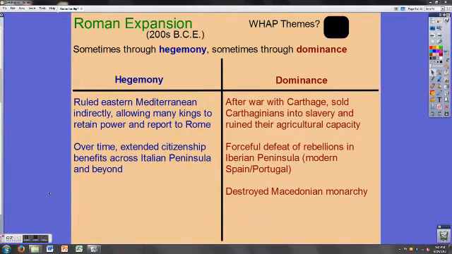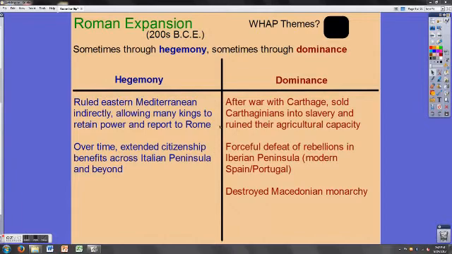Okay, so let's fast forward from the creation of the Republic in the 500s, a couple hundred years to the 200s BCE, which is when Rome really starts to expand its territory throughout the Mediterranean. And you'll find in your textbook reading that sometimes they treated their conquered territories with a policy of hegemony, depending on how you want to say it, and sometimes they adopted a strategy that was more dominant in nature. I've gone a little bit T-chart crazy on you so far today, but I think they're important for us to compare and contrast the differences in how the Romans ran the Republic and eventually their empire.